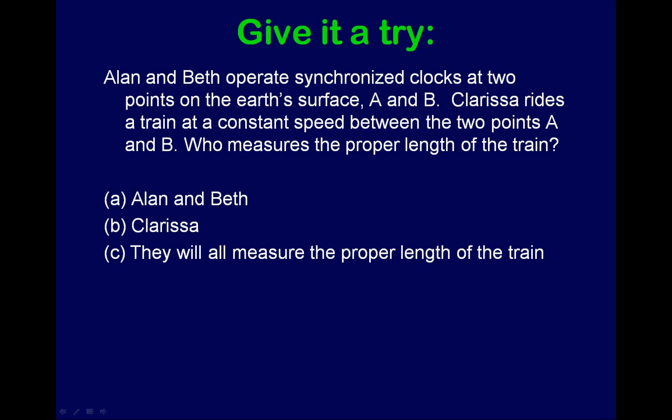Let's look at this idea of proper length with the same example. Alan and Beth are looking at synchronized clocks at two points, A and B, A for Alan, B for Beth. Clarissa rides a train at a constant speed between the two points. Who measures the proper length of the train? Think this one over and let me know what you think. The proper length of the train is measured by the person who's at rest relative to the train, and that's Clarissa, so the answer is B.